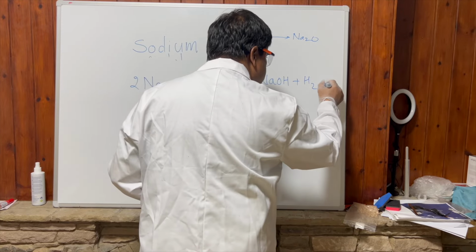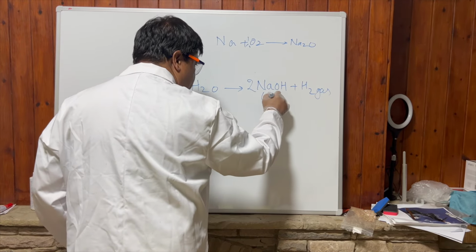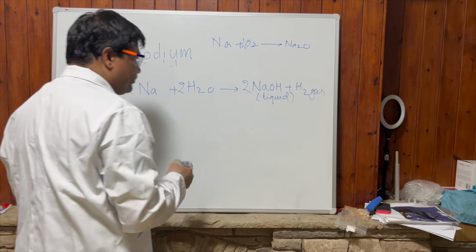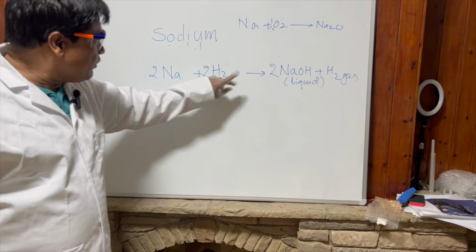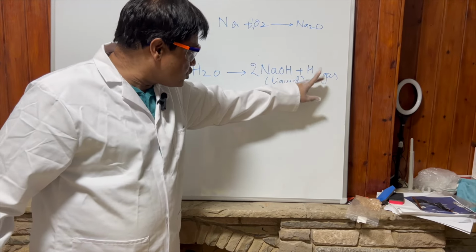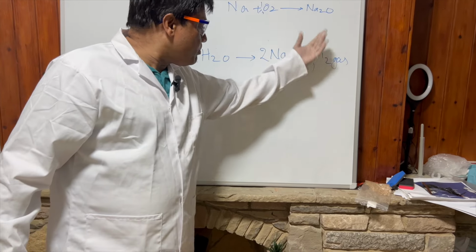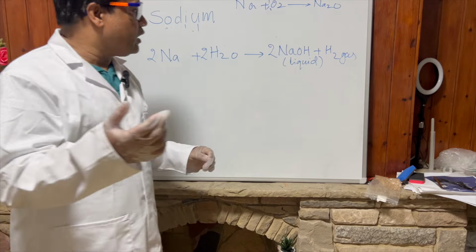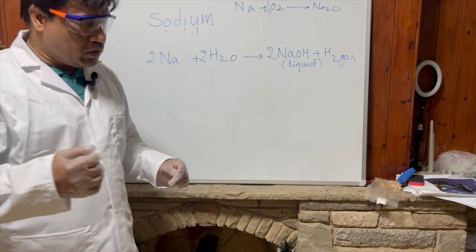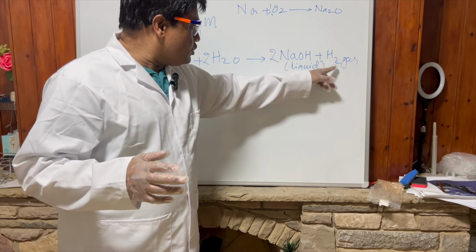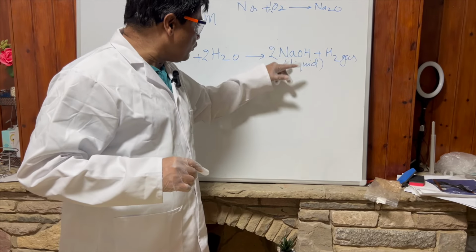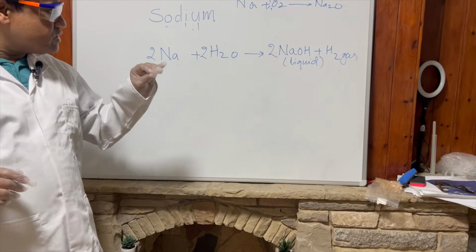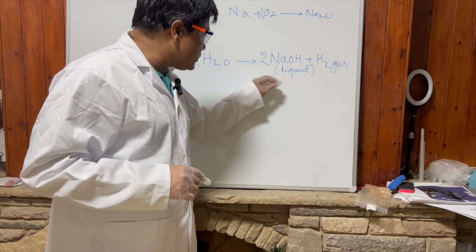This gas comes out, and this is a liquid or aqueous solution, which is an alkaline solution, a basic solution. When we drop sodium in water, we will get sodium hydroxide plus hydrogen gas. Hydrogen gas gives a pop. So when you use the lighter, it pops with a pop sound. I'm not showing that experiment; I will show you with some other metal. So sodium reacts with water and forms sodium hydroxide, which is an alkaline, basic solution.